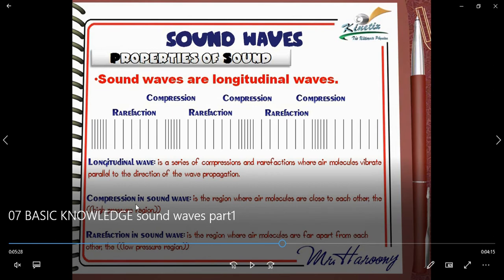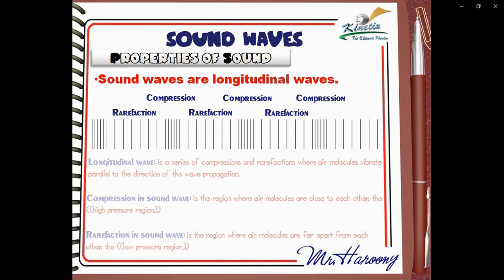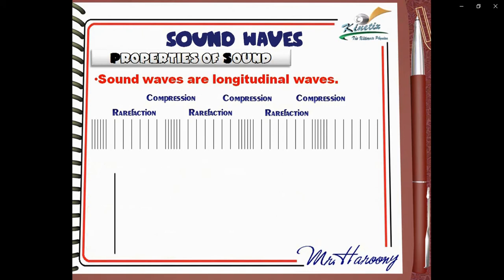So please learn about compression in a sound wave. It is the region where air molecules are close to each other, the high pressure region, right? And the other one is the low pressure region. Rarefaction is the region where air molecules are far apart from each other. So please write it in your notebook and memorize it.